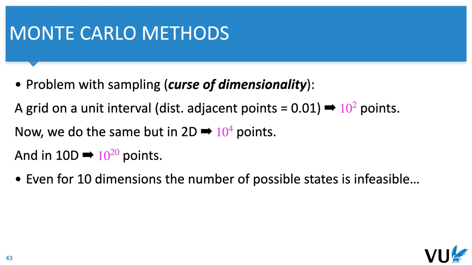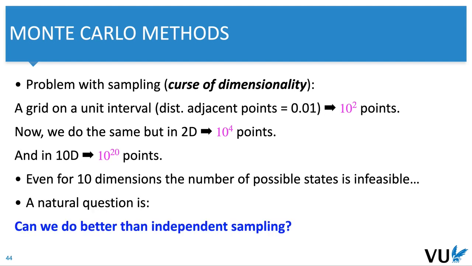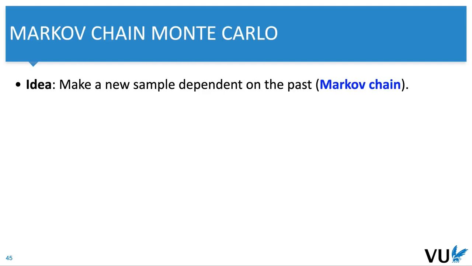But even for these 10 dimensions, we see that the number of possible states is incredible. So if we want to do it naively and we just want to sample at random, we'll do it forever. We need some smarter techniques. So can we do better than just independent sampling? And here is the idea of Monte Carlo methods, and something which is called Markov chain Monte Carlo.